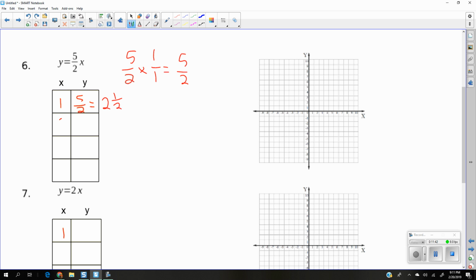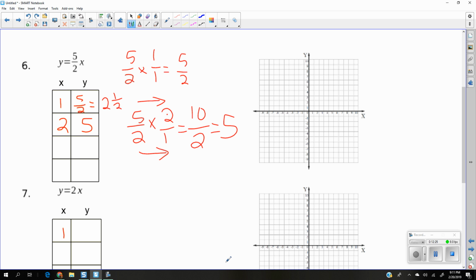All right, if x is 2, we're going to multiply 5 halves because that's our slope. And we're multiplying that times x, which is 2. Remember, it's over 1. So remember, when we multiply, all we do is multiply our numerators together and our denominators together. So 5 times 2 is 10, and 2 times 1 is 2, and that can be reduced to 5. So I want you to take a look at this. Hopefully you wrote it down so you can see what I did, so you can go ahead and try it yourself. And then you're going to come over here and plot the points.